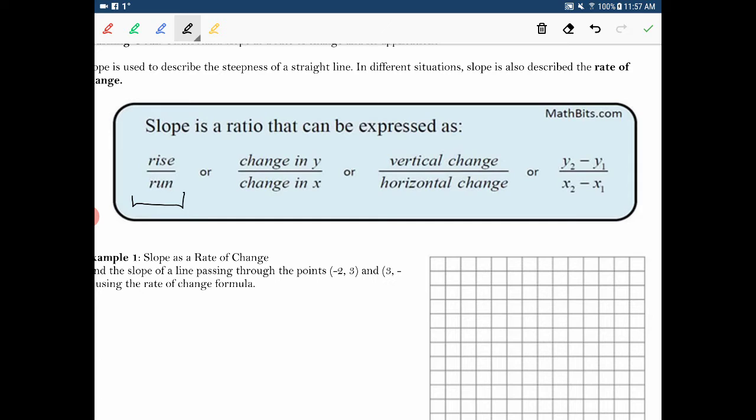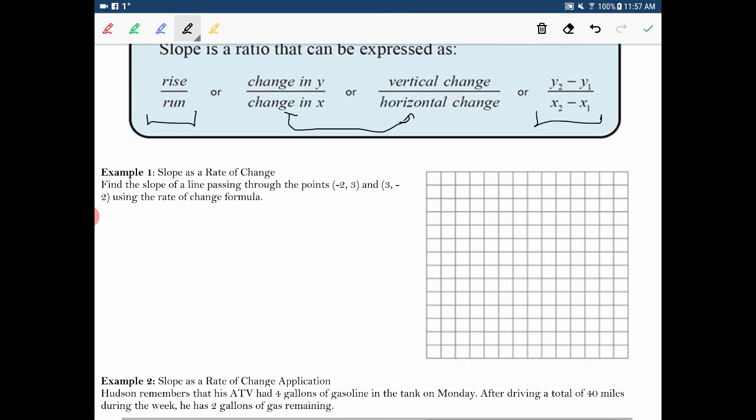If you're given actual points, this one over here is probably the best one, and you'll use that quite a bit, especially as we move forward in the unit. These two aren't necessarily useful ways to calculate slope. However, they are a great way to describe what slope is. When you're talking about what it is, that's what you would use.